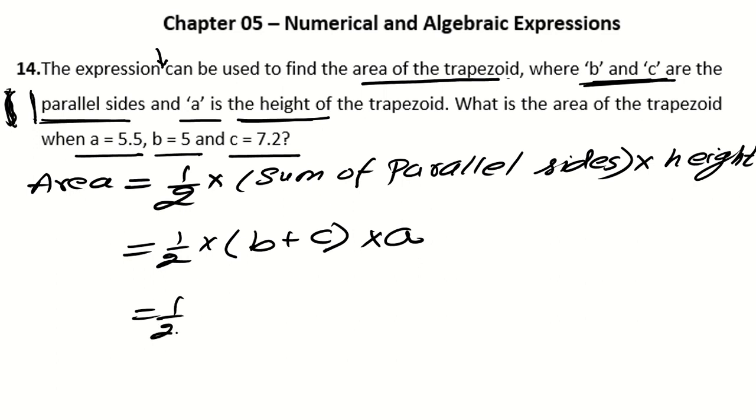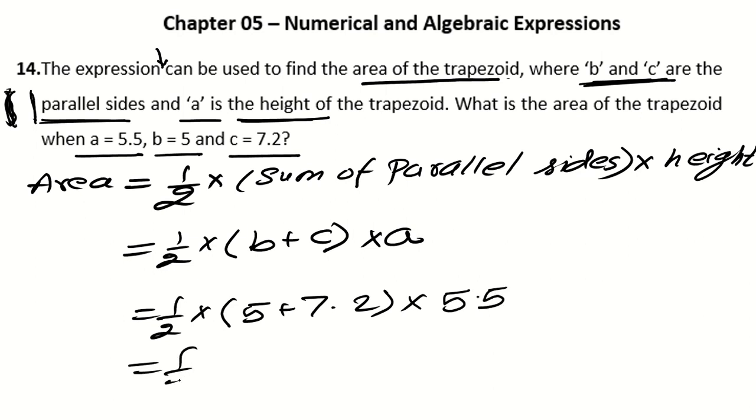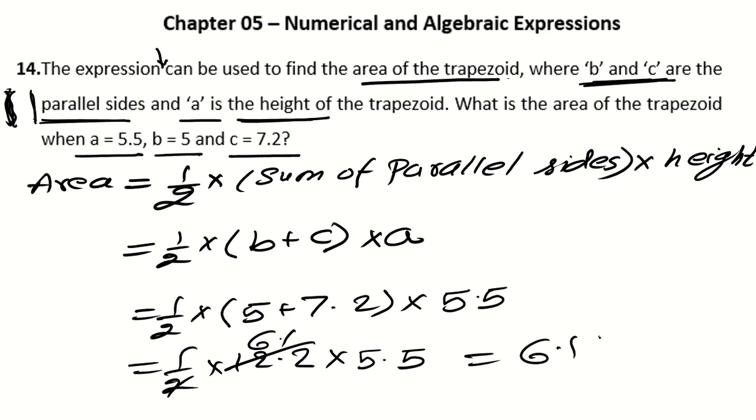So this is half times 5 plus 7.2 times 5.5. This is 1 over 2 times 12.2 multiplied by 5.5. Now you can see we cannot divide 5.5 by 2, but we can easily divide 12.2 by 2. So it will be 6.1. So what will be your answer? 6.1 multiplied by 5.5, and you will get the answer.